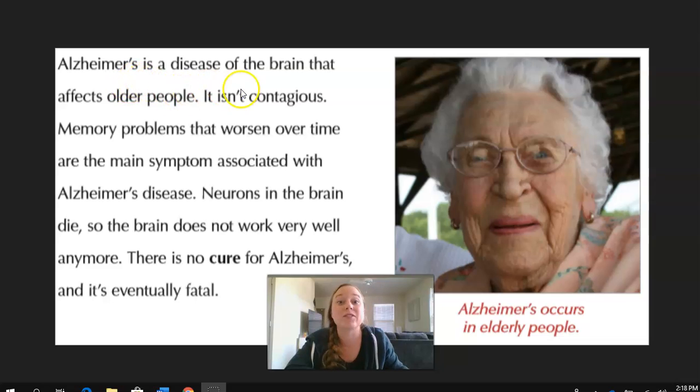Alzheimer's is a disease of the brain that affects older people. It is not contagious, so we do not catch it from other people. Memory problems that worsen over time are the main symptom associated with Alzheimer's disease. Neurons in the brain die, so the brain does not work very well anymore. There is no cure for Alzheimer's, and it's eventually fatal. Alzheimer's occurs in elderly people.